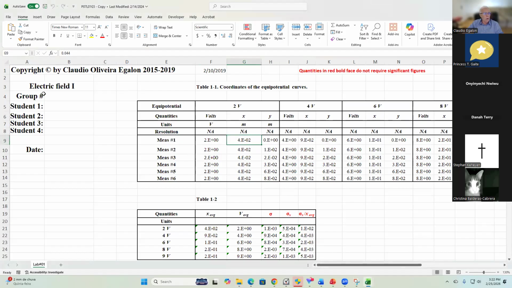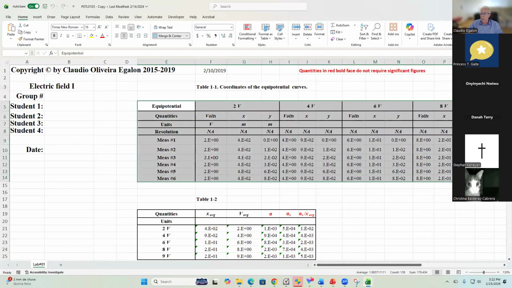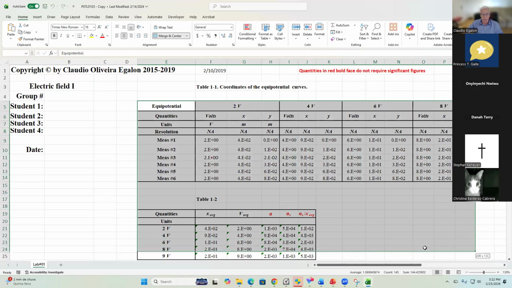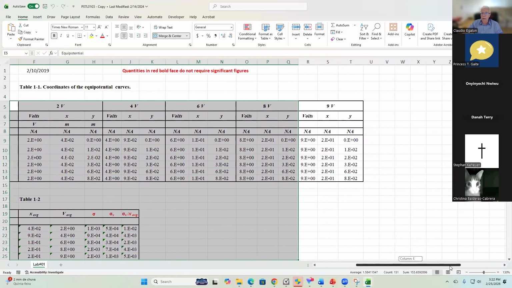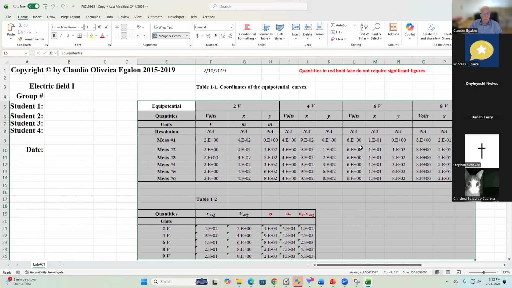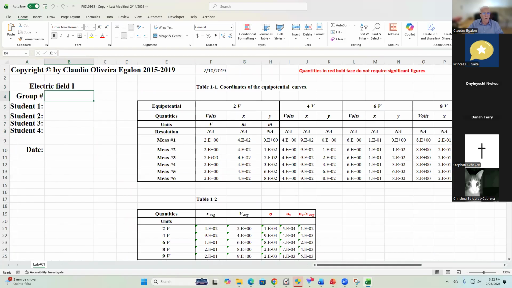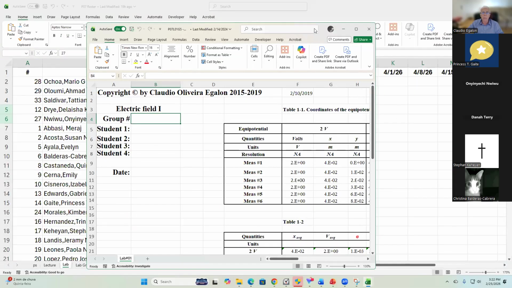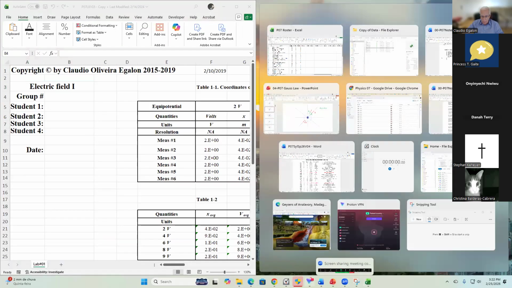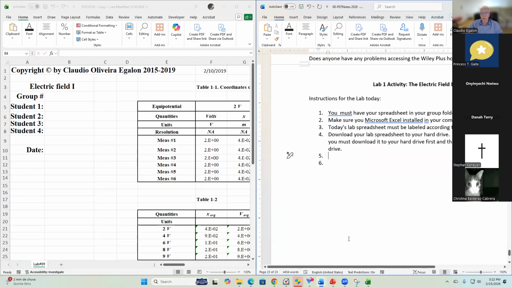Make sure you write down your group number here. You have Electric Field 1. Here is the data of your experiments that were collected by another group of students in the past. This is actual data collected by other students, and I'm going to go through that for you. But first, make sure you write down your group number in the spreadsheet.